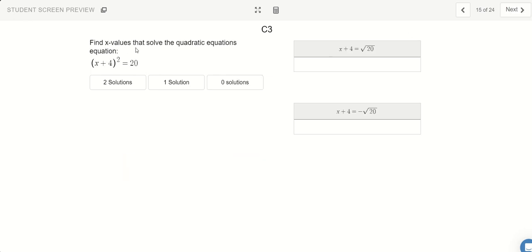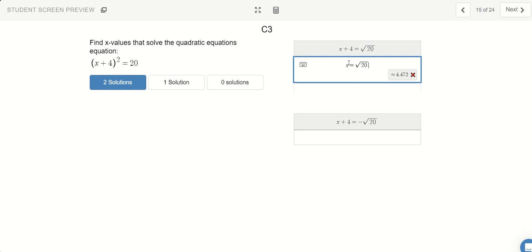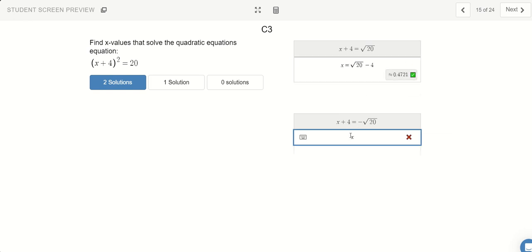Here's C3. This one has two different answers. Right, the answer could be either the square root of 20 or the negative version. So here, let's go ahead and minus 4 on both sides. x equals square root 20 minus 4. And for the negative version, x equals negative square root 20, and then minus 4 on both sides. So here's the positive and the negative version.